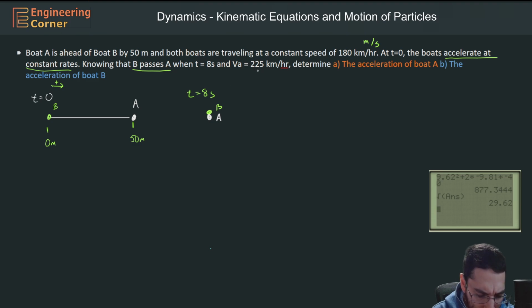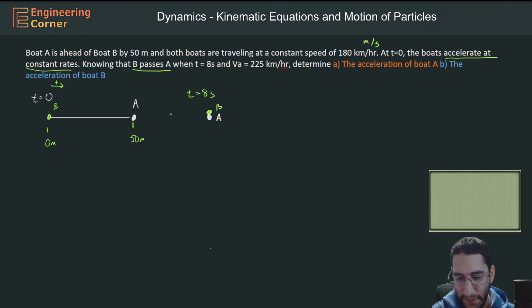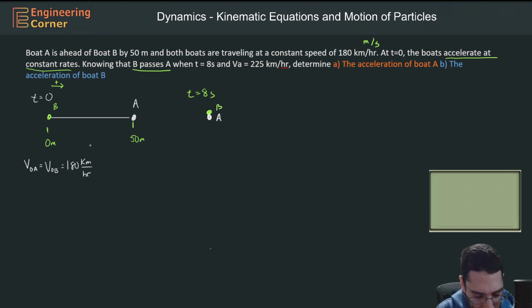So let's first figure out what we need to do in this problem. We need to keep track of each of these boats individually. And then we know at that time, the positions of both these boats are going to be at the same place. But let's figure out what 180 kilometers per hour is in meters per second. So my initial velocity of A is equal to the initial velocity of B, which is equal to 180 kilometers per hour. And we need meters per second.